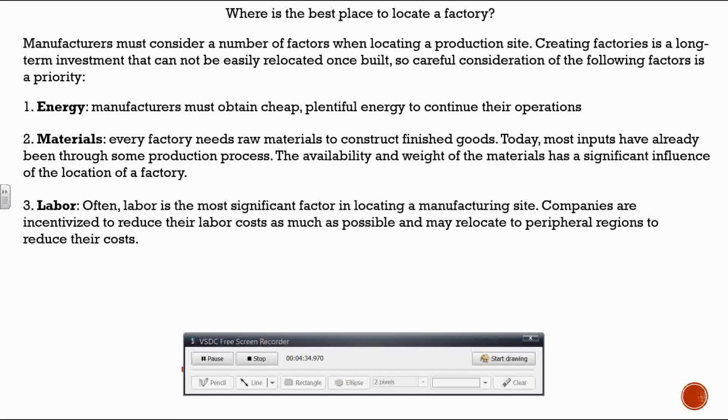Okay. Next, labor. Often labor is the most significant factor in locating a manufacturing site. And companies are always incentivized to reduce their labor costs as much as possible and may relocate to peripheral regions to reduce their costs. So basically, they're going to take advantage of lower minimum wage laws that might be present in, say, China, India, Mexico.